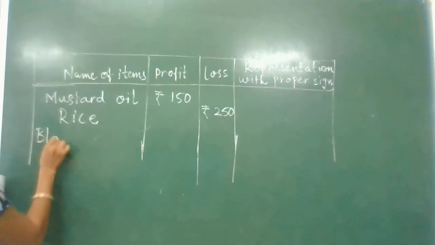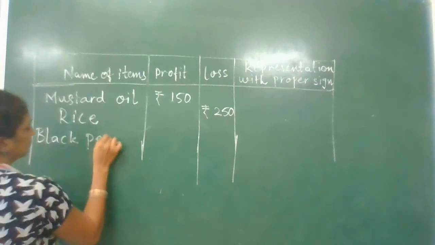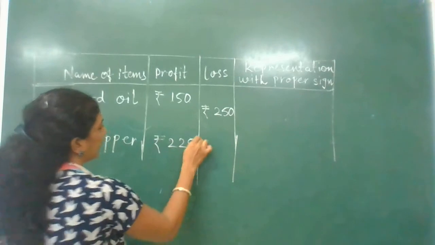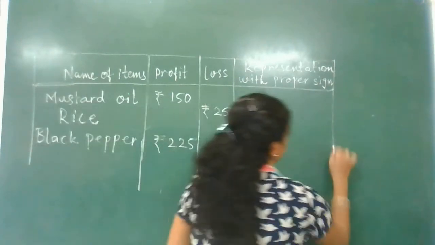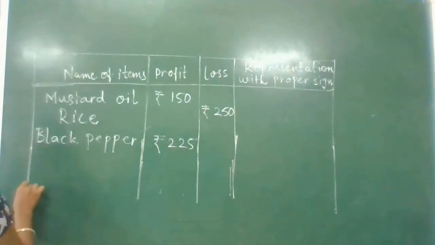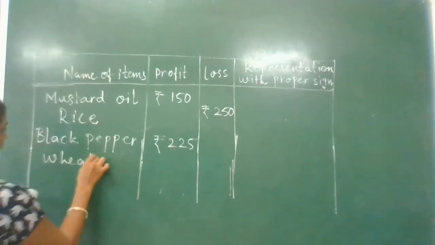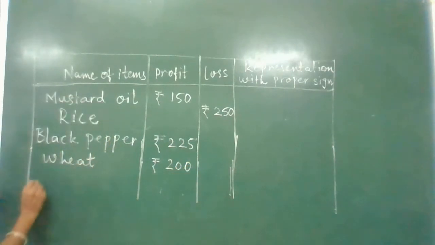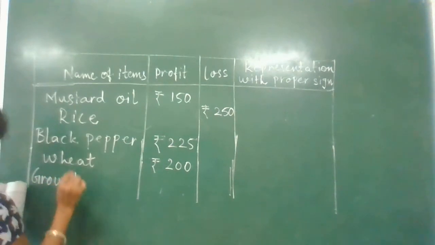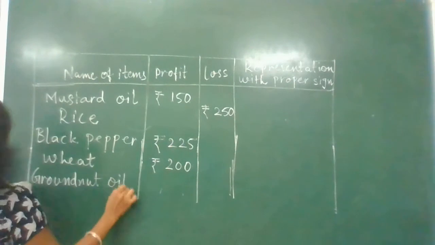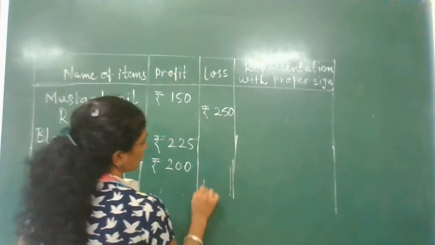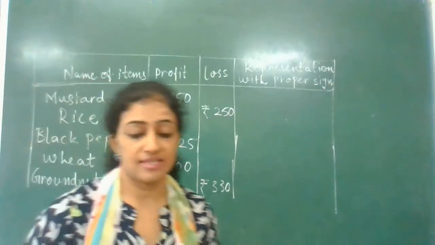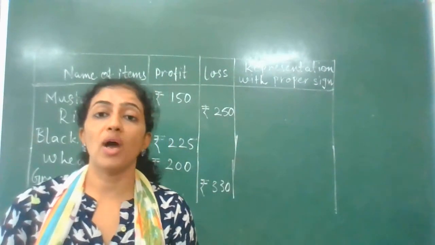Black pepper has rupees 225 as a profit. Then here comes wheat. Wheat again has a profit of rupees 200. Then groundnut oil. This groundnut oil has a loss of rupees 330. As I have said, this table is given in your textbook, page number 116.